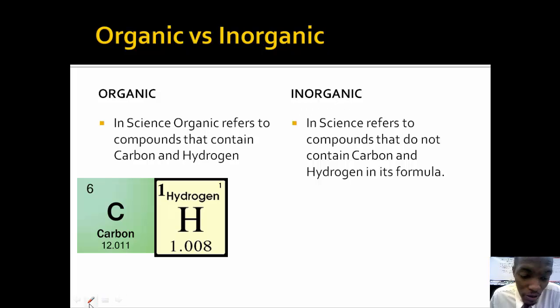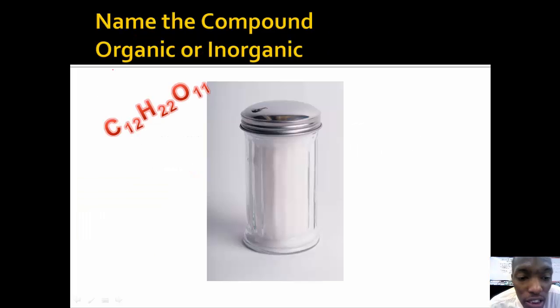And this is one key word that I need everybody to know, especially from English class. It must have both, not either or, but both carbon and hydrogen to be called organic. Inorganic refers to compounds that do not have a carbon and hydrogen in its form. Alright, so we're going to play another edition of Name That Compound, organic or inorganic.